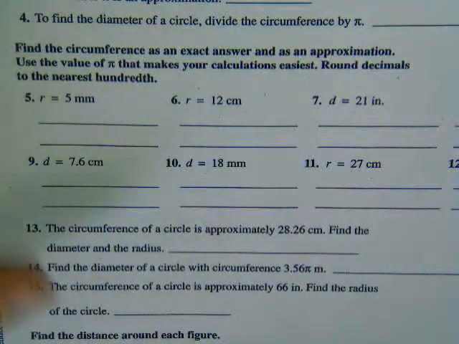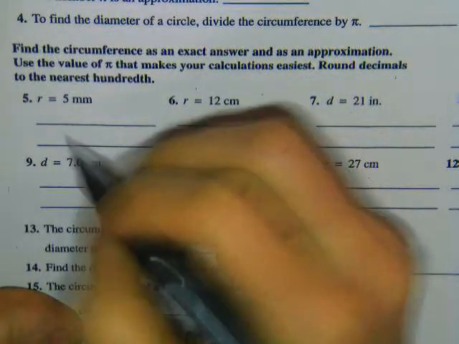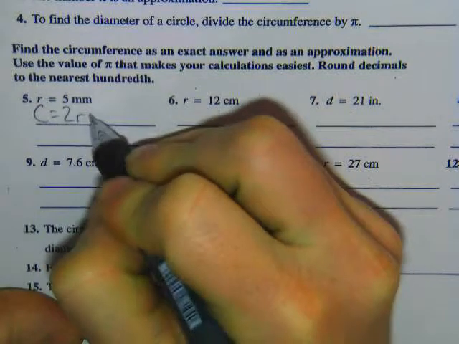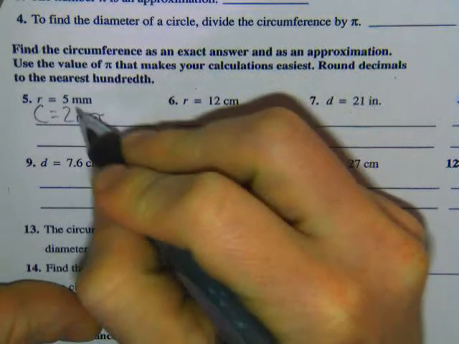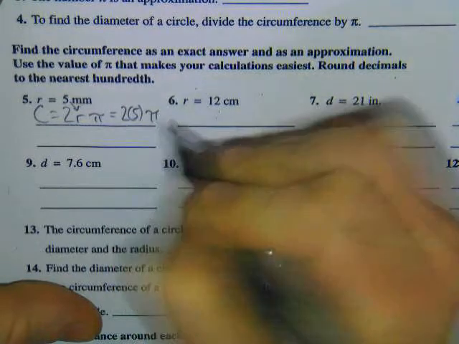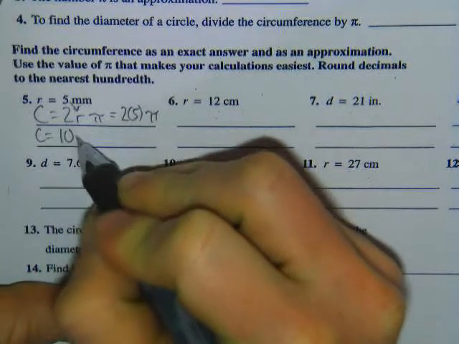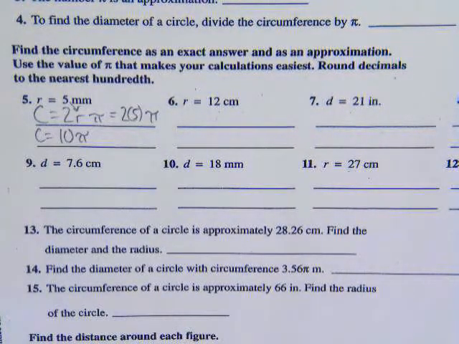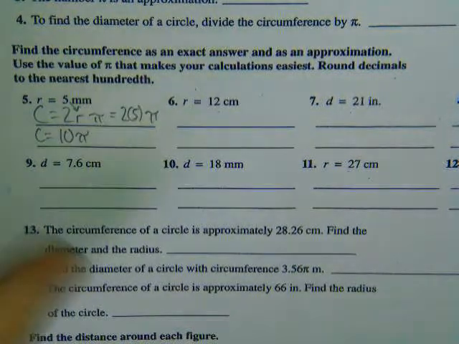Alright, so if we bump down to 5 here, it gives us a radius. I always like to start with the formula, and I'm going to use circumference is 2r pi. So if circumference is 2r pi, I'm just going to plug in what I know. That's going to go in for r, so I've got 2 times 5 pi. So my exact answer is, circumference is exactly 10 pi. Nice thing about exact, there's actually less calculation to do. You're just leaving pi exactly as it is, and you're not approximating with the decimal.